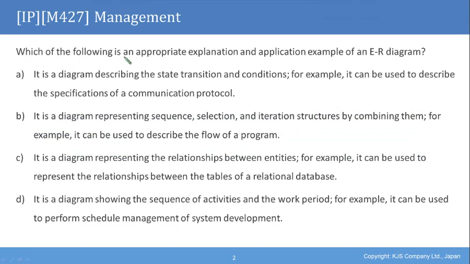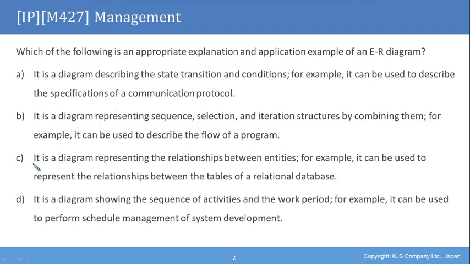Which of the following is an appropriate explanation and application example of an ER diagram? A. It is a diagram describing a state transition and conditions. For example, it can be used to describe the specifications of a communication protocol. B. It is a diagram representing sequence, selection, and iteration structures by combining them. For example, it can be used to describe the flow of a program.